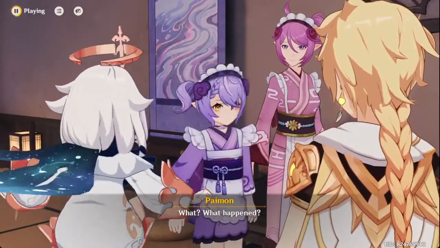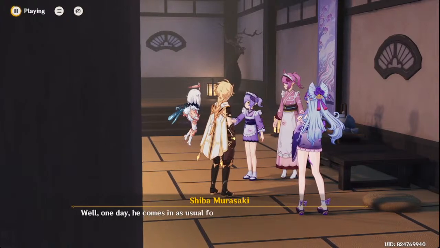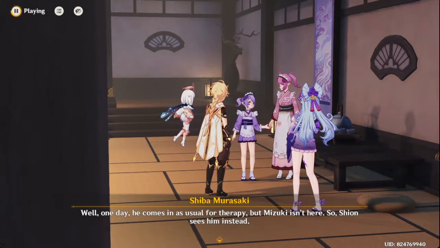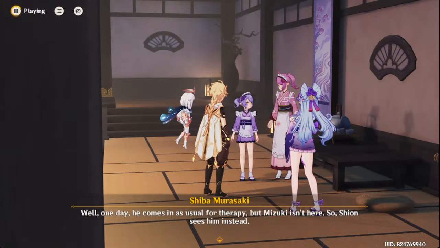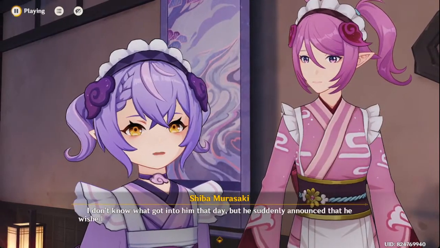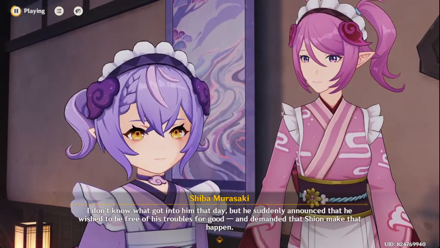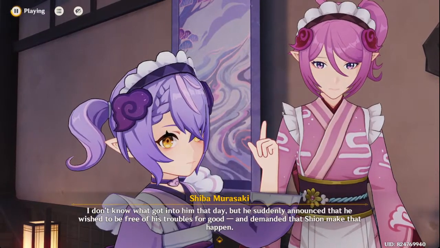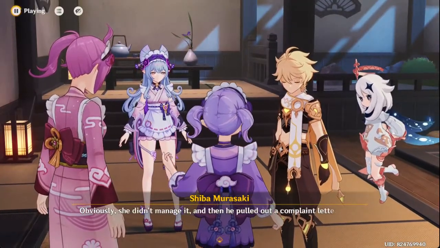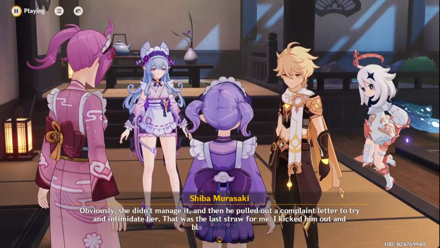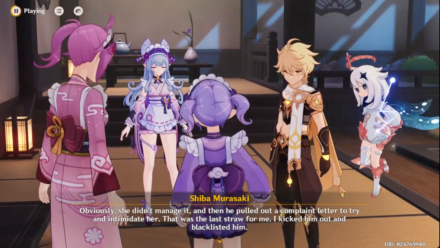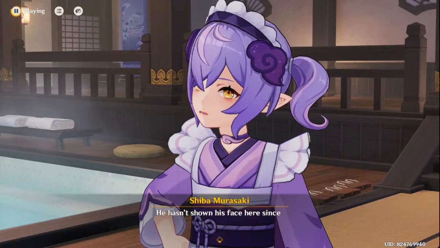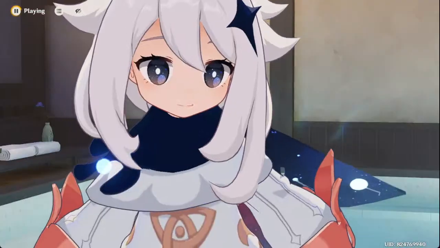What? What happened? Well, one day, he comes in as usual for therapy, but Mizuki isn't here, so Shion sees him instead. I don't know what got into him that day, but he suddenly announced that he wished to be free of his troubles for good, and demanded that Shion make that happen. Obviously, if she didn't manage it, he pulled out a complaint letter to try and intimidate her. That was the last straw for me. I kicked him out and blacklisted him. He hasn't shown his face here since. Whoa.